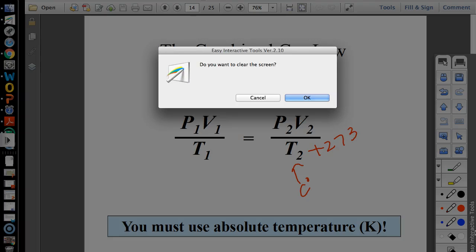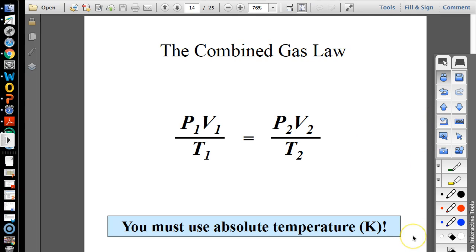So anyway, how do you feel about that? Do you feel comfortable putting numbers in here and then solving for the one you don't know? Yeah, me too. Good. So let's go ahead and look at a couple of these.